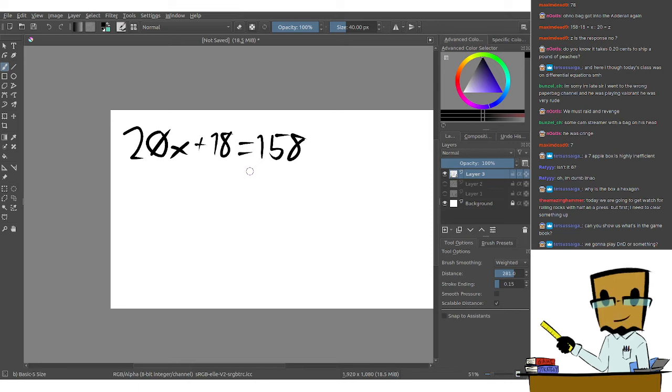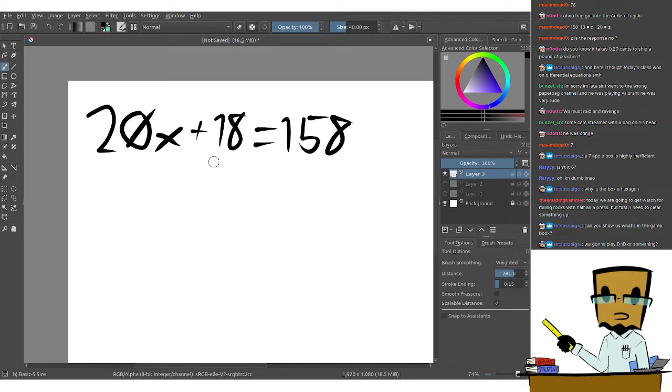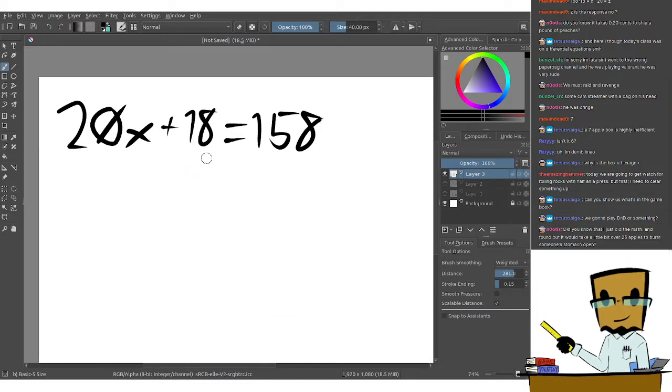The game book. It's a Super Mario Bros. 3 strategy guide. I'm sorry. It has all the locations of all the warp whistles, so that's all that matters. It takes a little over 25 apples to burst someone's stomach open. If I did the math, did you mean you just did that?